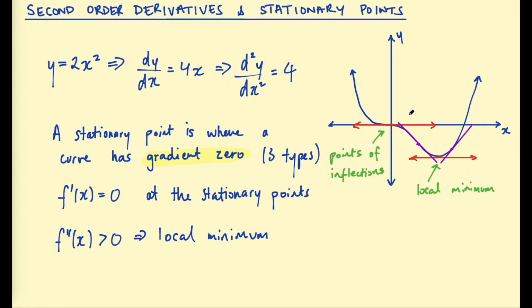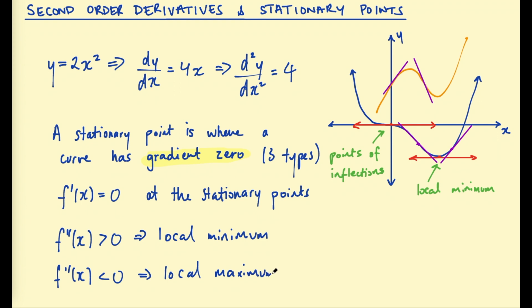Okay, what about if we had a maximum? So again, let me draw that curve in again. If we had a maximum, the tangent is going from a positive gradient to a negative gradient. So it is decreasing. Therefore, the second derivative is less than 0. This indicates a local maximum.